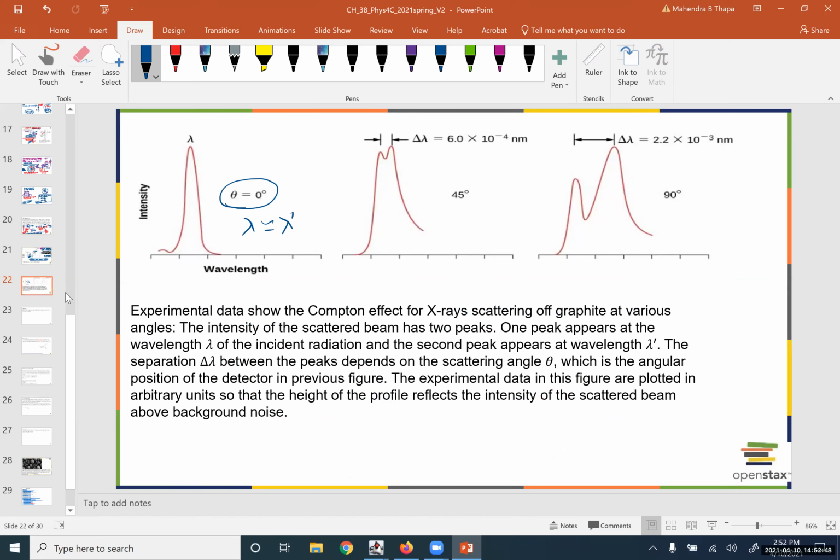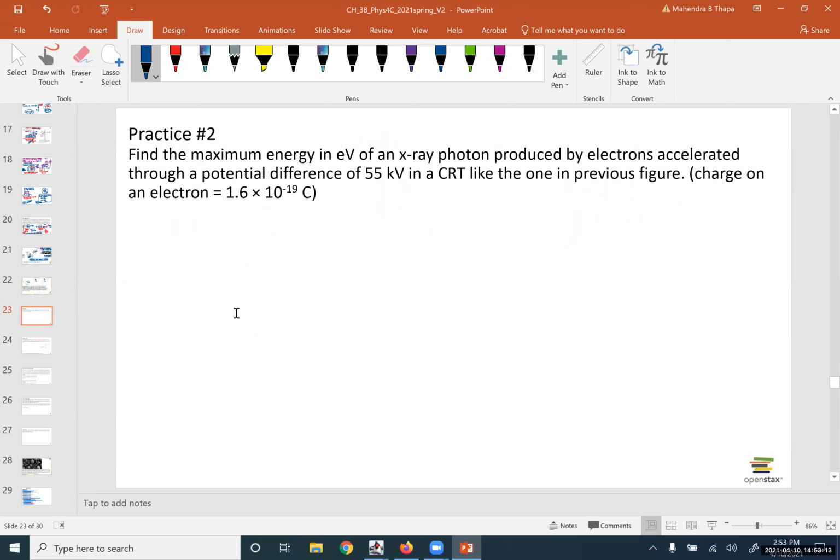But if the angular deflection is 45 degree, in that case your change or shift, which is equivalent to lambda prime minus lambda, is this one. If your angle theta is 90 degree, your shift in the wavelength, lambda prime minus lambda, will be that one. So it will keep changing. If you understand up to this point, you can solve this problem, practice 2.